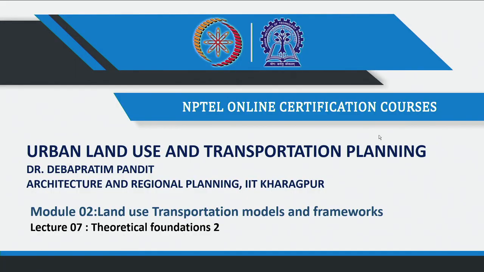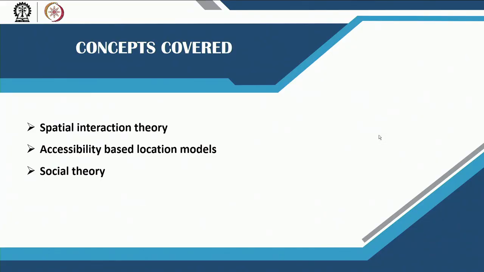Welcome back. In lecture 7, we will complete the theoretical foundations that we started in the previous lecture. The different concepts that will be covered in this lecture are spatial interaction theory, accessibility-based location models, and then social theory.